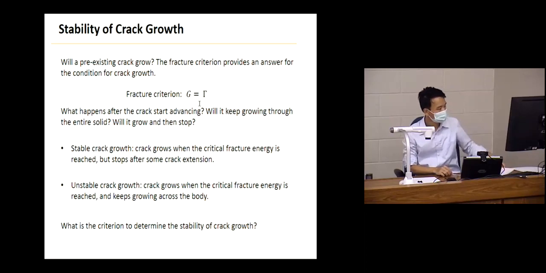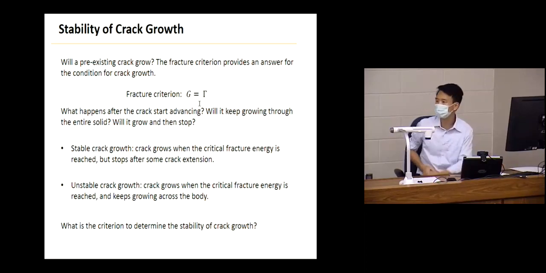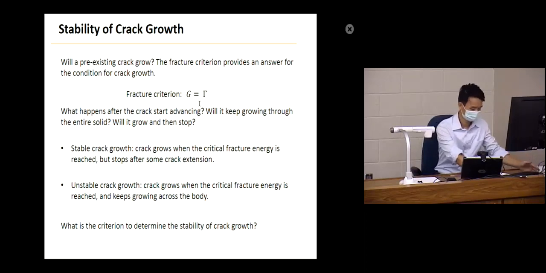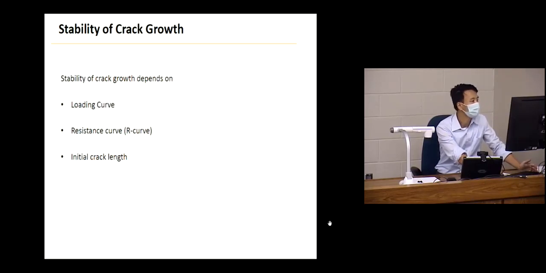Now, we want to determine what is the condition that determines whether we have stable or unstable crack growth. This is a different question, right? Because it's about how the crack is going to advance afterwards, and we do actually have all the tools we need to analyze this problem.